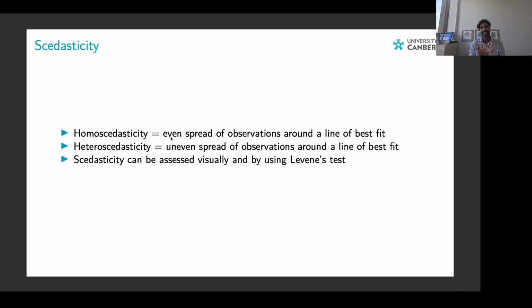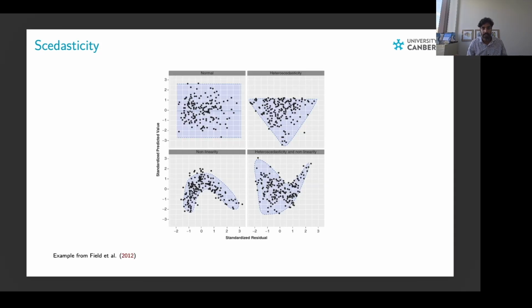Heteroskedasticity is where you have an uneven spread of observations around the line of best fit. It can be assessed visually by plotting, and statistically by using Levene's test. You typically want your data to be homoskedastic for correlations and linear regression models, which simple correlation is.